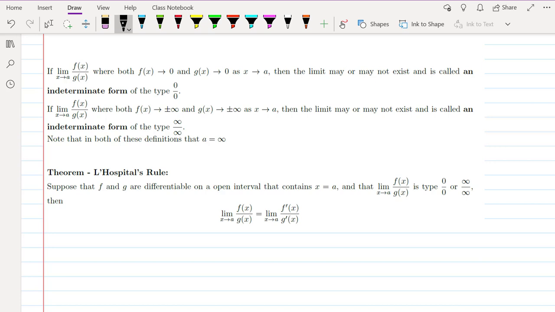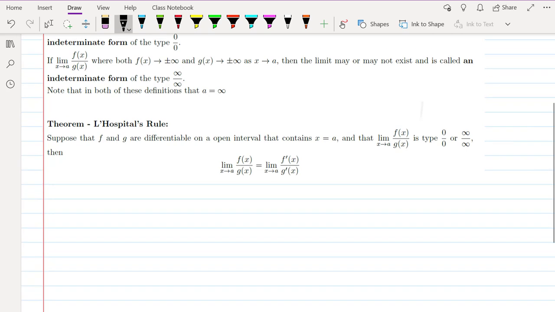Similarly, if the limit as x goes to a of f of x divided by g of x, where both f of x and g of x go to either positive or negative infinity as x goes to a, then the limit again may or may not exist and is called an indeterminate form of type infinity over infinity. Note that the limit can also be as x goes to infinity, that is, a can be infinity. These two situations can be handled using L'Hopital's rule.